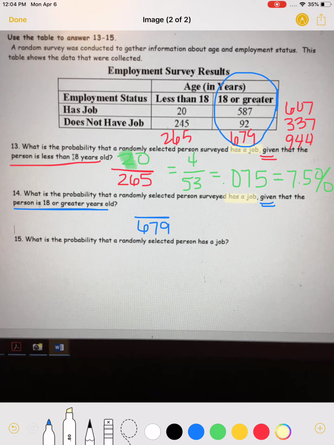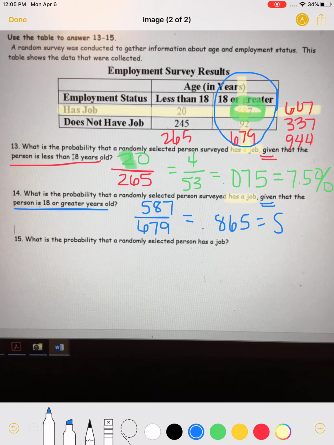So again, has a job. There's that row. 18 years or greater. There's that column. We want the overlap. 587 people who were 18 years old or greater said, yes, I have a job. So 587 is our numerator. Okay, 587 over 679. I don't think that can be reduced. It cannot. Here is our decimal, 0.865. So 86.5% of the people who were 18 or older said yes, that they have a job. So that's good. All right, last one, y'all.